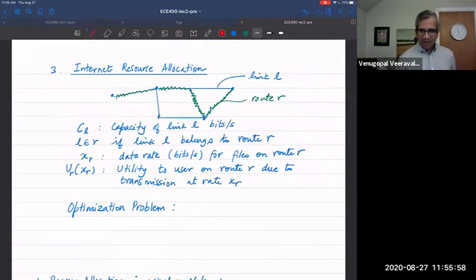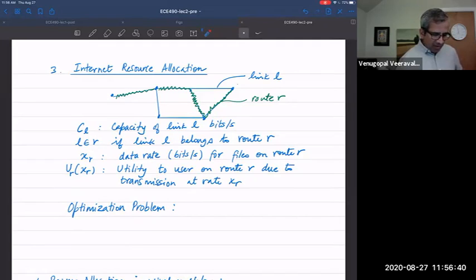This is a slightly different type of problem. This is internet resource allocation. Again, this could also be resource allocation in other networking contexts. Okay, but here's the idea. So you are trying to send information along various routes in the internet. Now, the links between two of these nodes in the network have certain capacities associated with them. The capacity of a link is how fast it can carry information. So the capacity of link L is called CL, in bits per second.